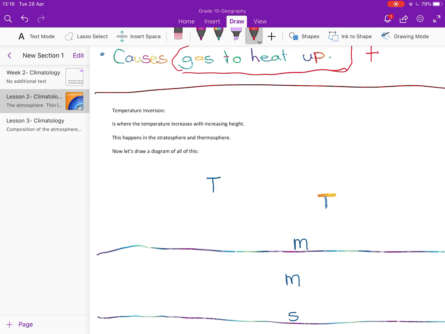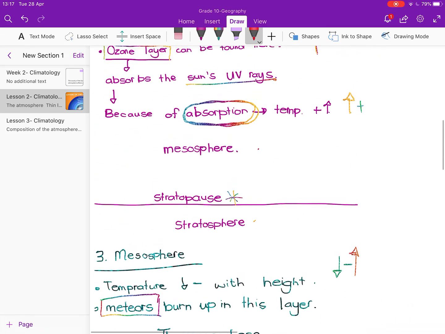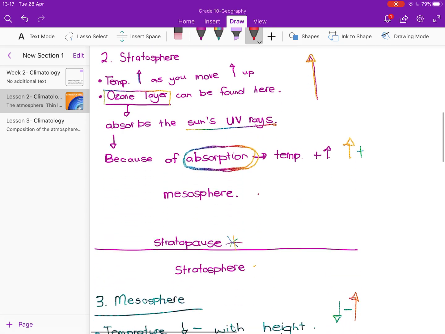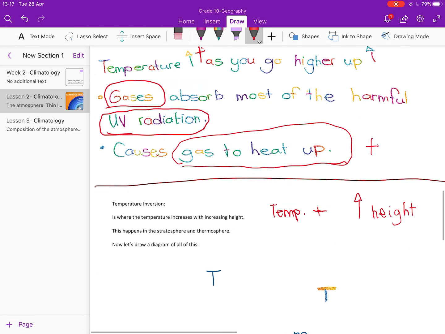Okay, so now we have something called temperature inversion. This is basically where the temperature increases as you go up in height. The term we use for this is called temperature inversion. If we go back, this happens in both the stratosphere and the thermosphere. So there are two places where temperature inversion happens, and they are the stratosphere and the thermosphere.